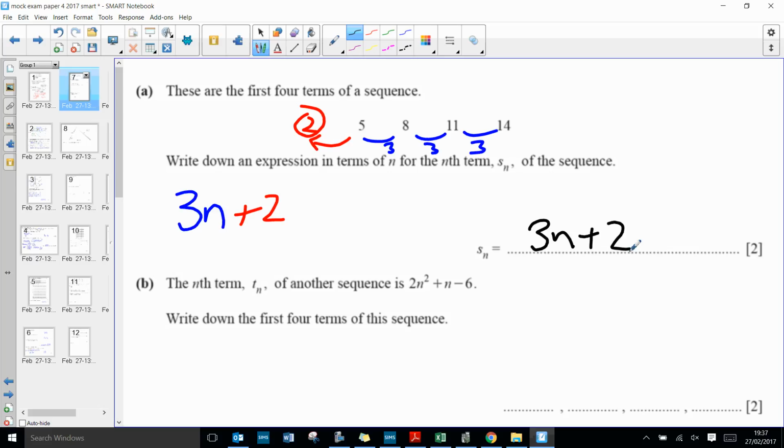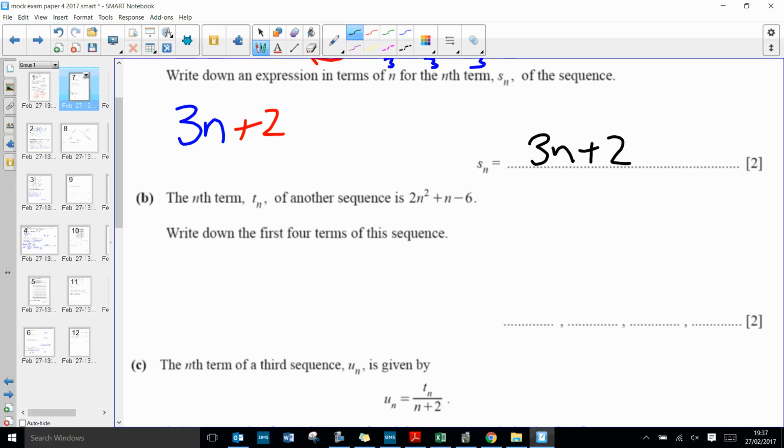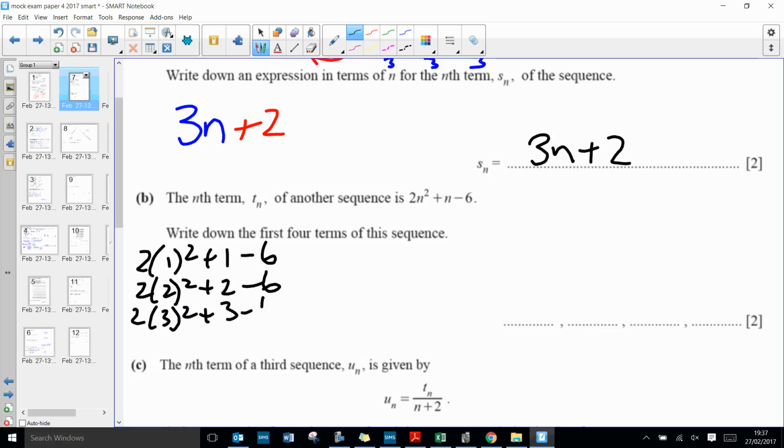The nth term of another sequence is that. Write down the first 4 terms of this sequence. So you just literally had to substitute in values 1, 2, 3, and 4 into the places of n. So 2 times 1 squared plus 1 minus 6, 2 times 2 squared plus 2 minus 6, 2 times 3 squared plus 3 minus 6, and 2 times 4 squared plus 4 minus 6. So that gives 1 squared is 1 times 2 is 2, plus 1 is 3, minus 6 is minus 3.